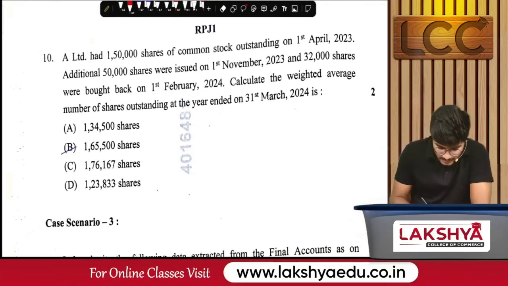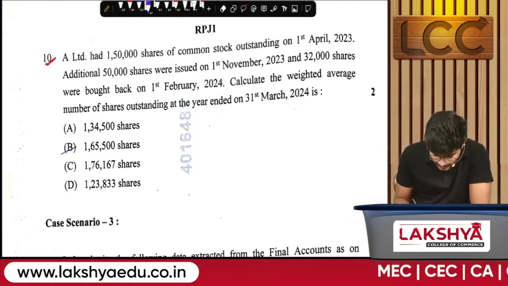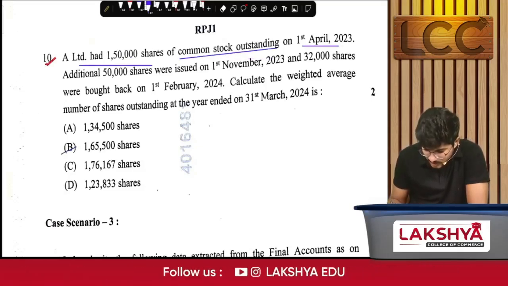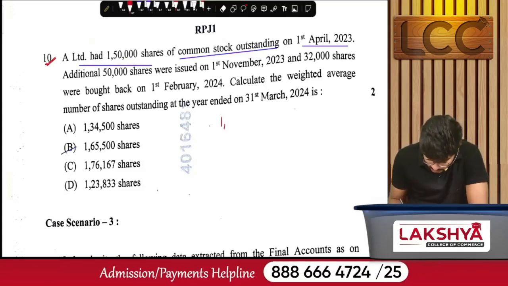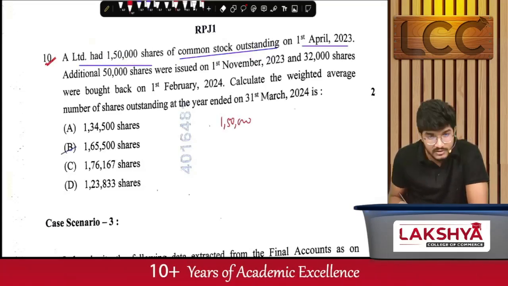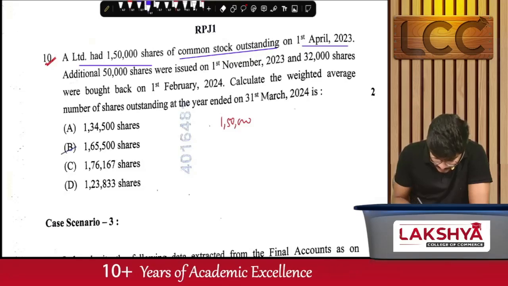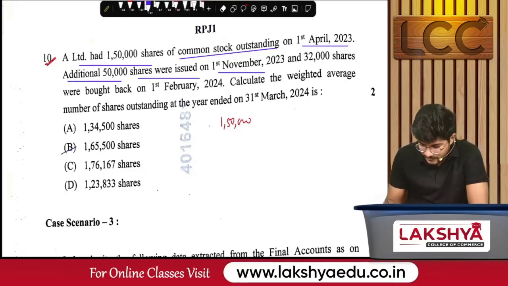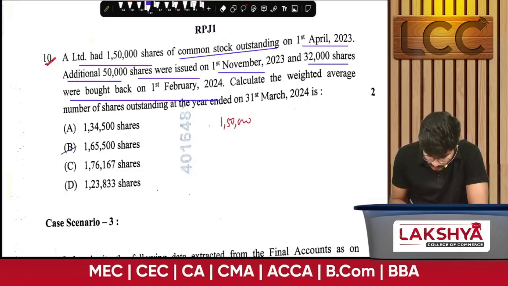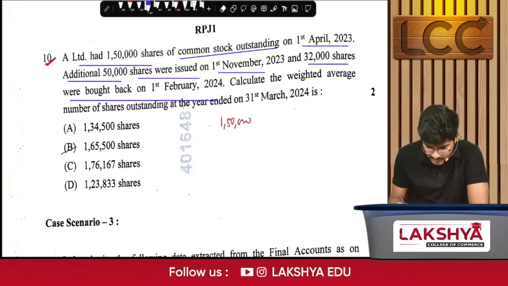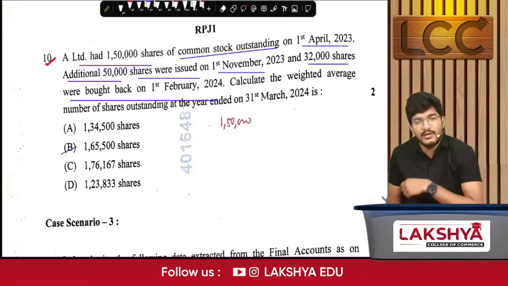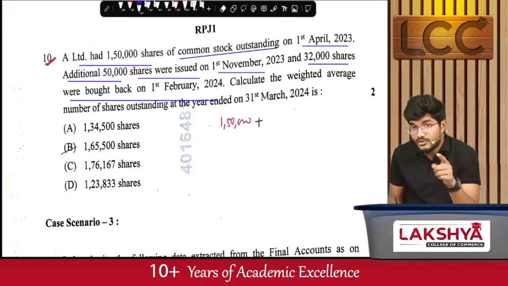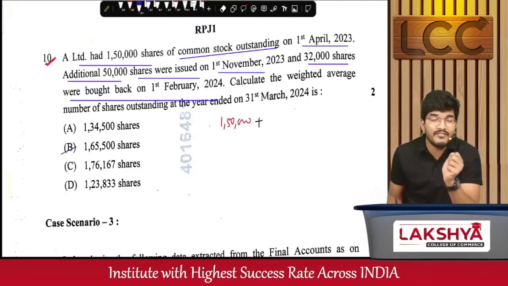Next, MCQ number 10. A Limited had 1,50,000 shares of common stock outstanding on 1st April. So there were 1,50,000 shares already outstanding. Additional shares of 50,000 were issued on 1st November 23 and 32,000 shares were bought back on 1st February 24. Calculate the weighted average. So the weighted average number of shares: if the company issued additional shares, that should be added to the existing shares. As we should calculate weighted average, we should consider the time factor.